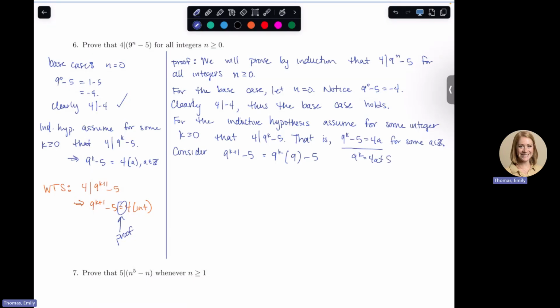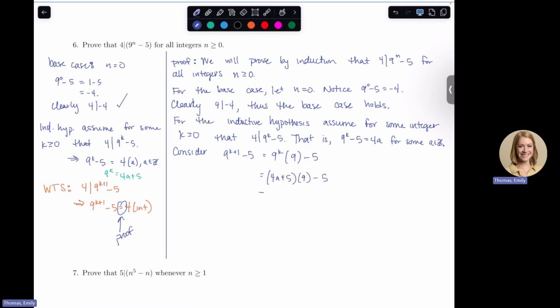Yeah. I should have done this in my scratch work instead of in the middle of my proof. It's fine. I can go back and do that right now. 9 to the k is 4a plus 5. So I'm going to use that maybe right here. 4a plus 5 times 9 minus 5.